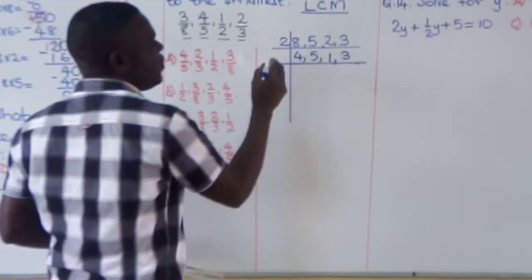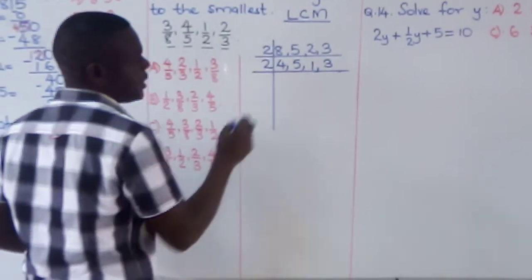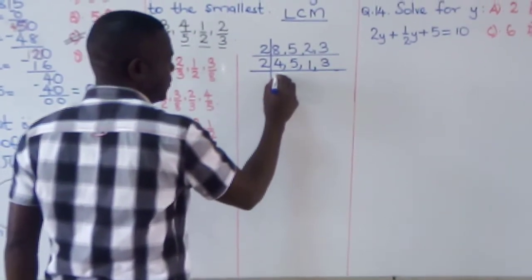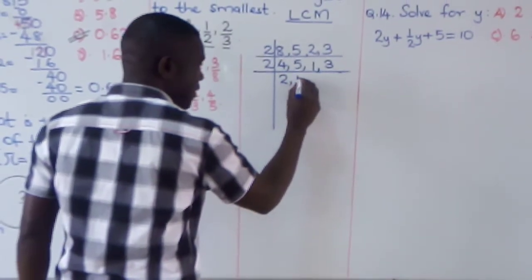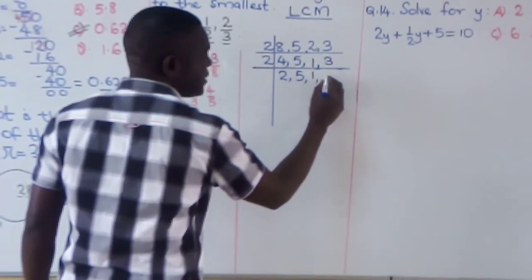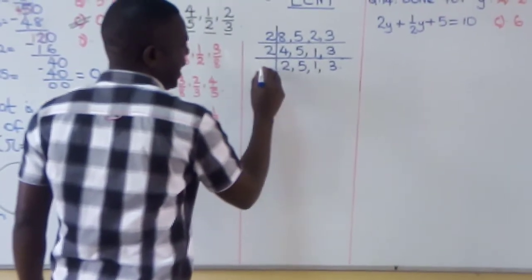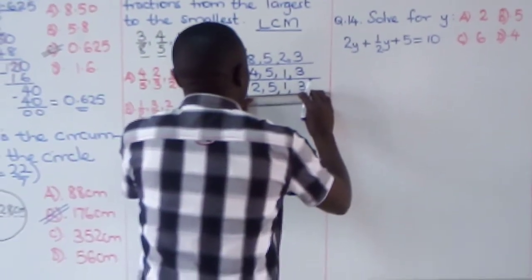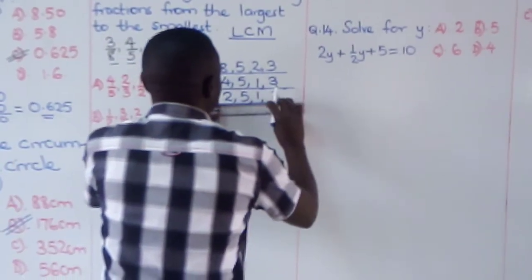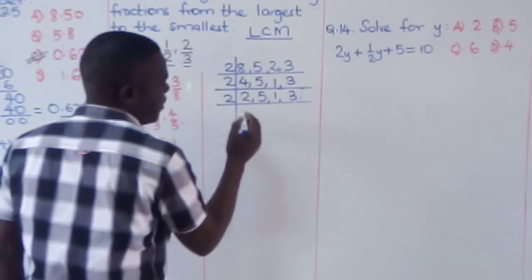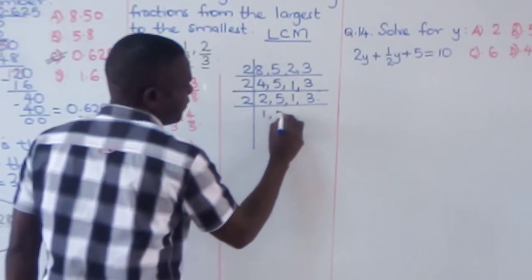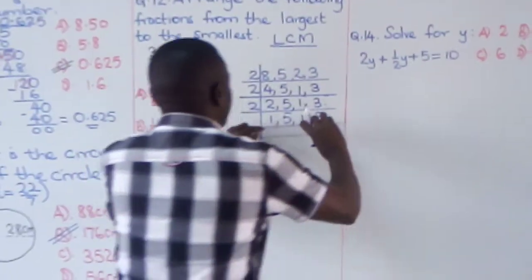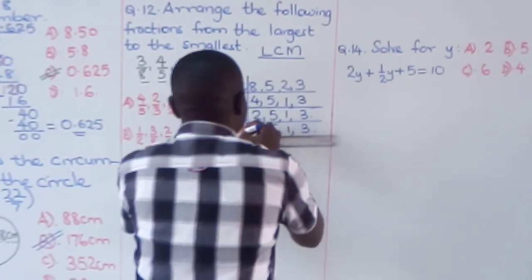Now, again, we use 2 because we still have a multiple of 2 there, which is 4 divided by 2. It is 2. 5 remains, 1 remains, and 3 remains. Again, we use 2 because we still have 2 as its own multiple. 2 divided by 2 is 1. 5 remains, 1 remains, and 3 remains. Now, we go to the next factor.